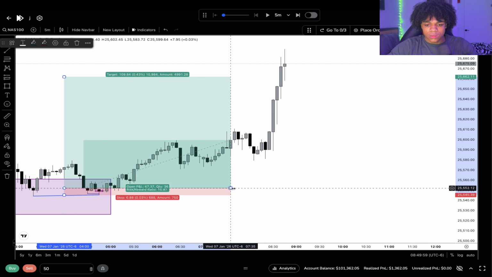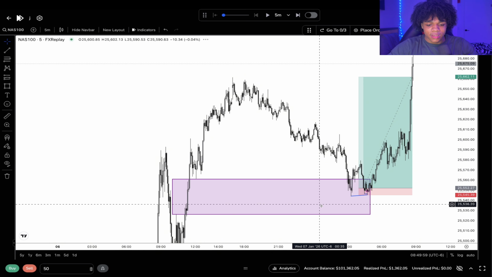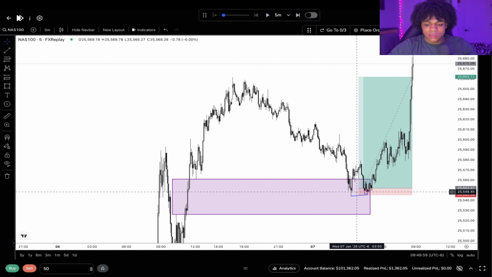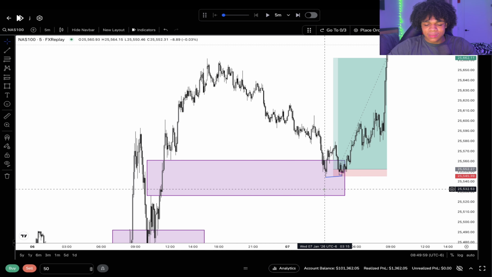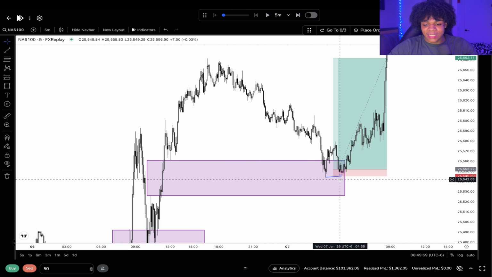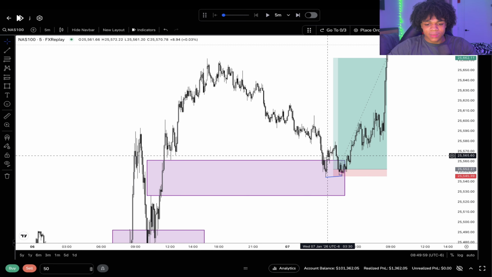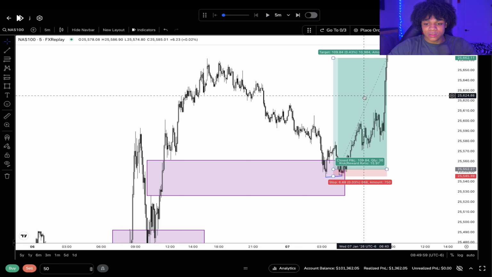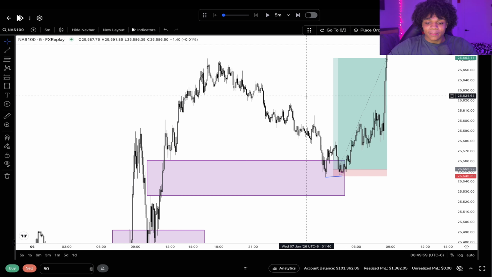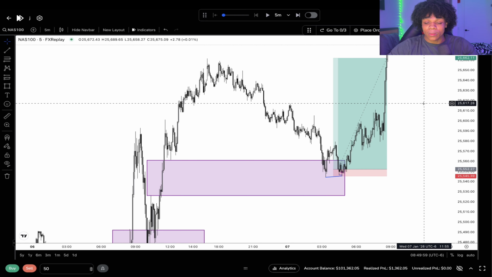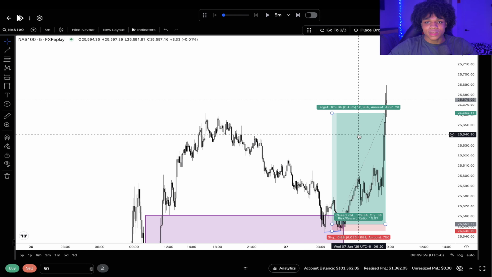And boom, you end up hitting TP. All right. So this is a very rare case where this happens. But as you can see, the SMT gave us a specific time in which we could have entered the market. And all we were just waiting for was that entry. And you can see the type of reversal that we got. And it ended up giving us possibly a 16R or more if you would have continued to hold it.